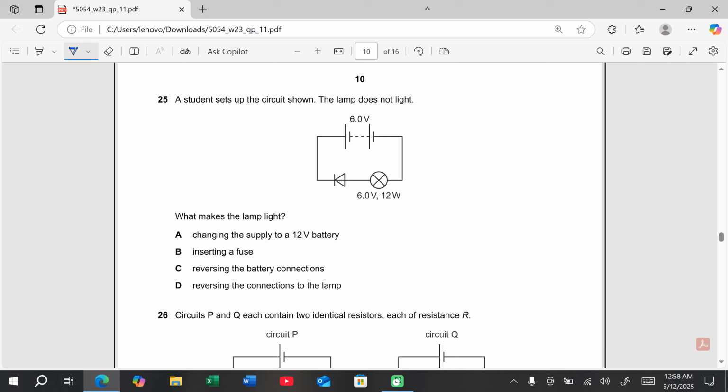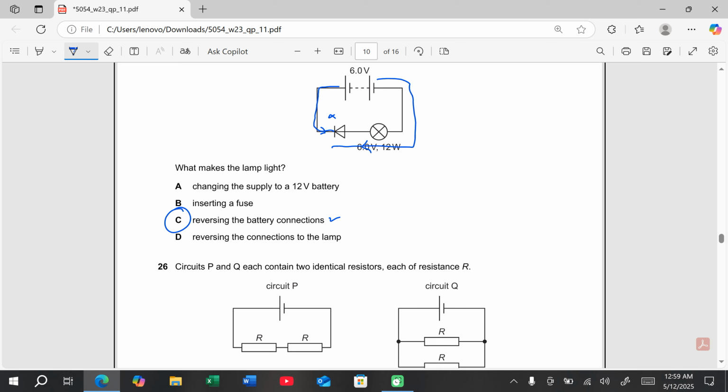Reversing the battery connection, yes, because actually the diode does not allow the current to flow from this direction, so it will only allow the current to flow through this direction. So if you change the terminals of the battery, that will allow this bulb to light up.